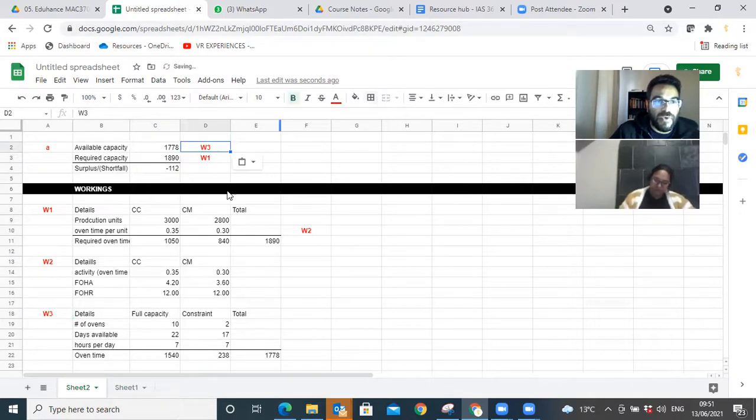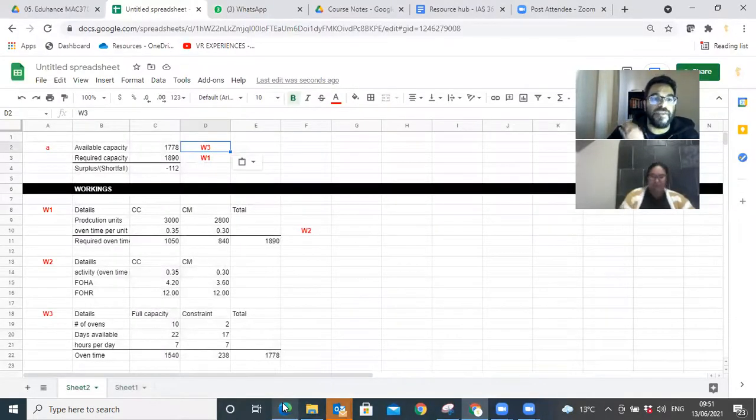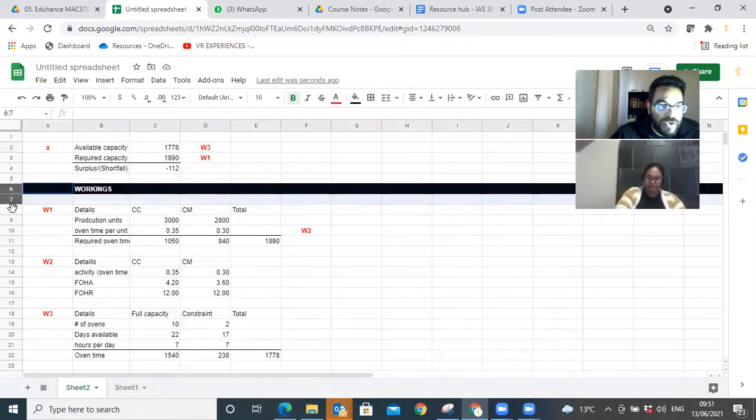We must answer the question. What is the question saying? The question is saying, calculate whether we're able to manufacture the budgeted units. No, there's a shortfall. So we're telling them there's a shortfall. That's part A. Now we can do part B.